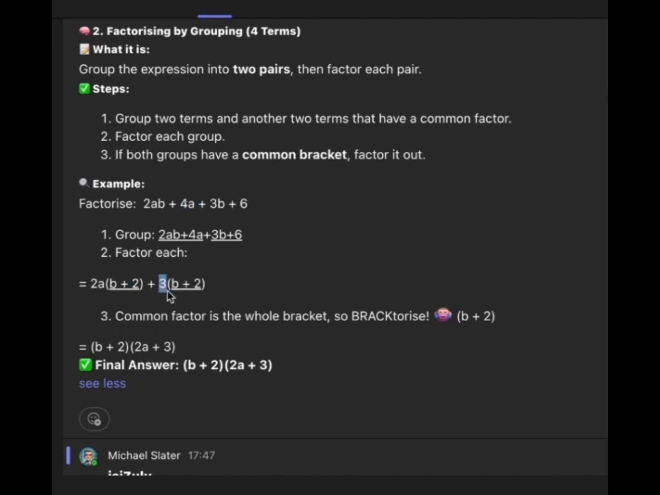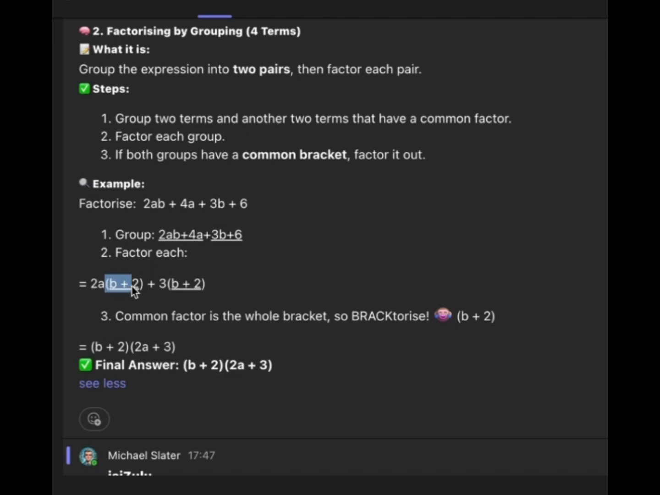Next, we take out the highest common factor of 3b plus 6, which is 3. And what is left after we divide these 2 terms by 3? We're left with b plus 2 in the brackets. Quick check. What is 3 times b? It's 3b. What is 3 times 2? It's 6. We're getting 100% so far.